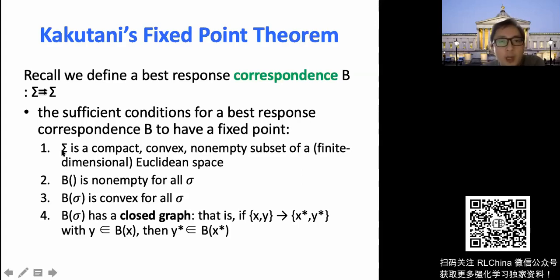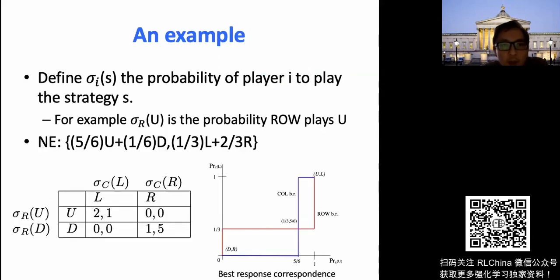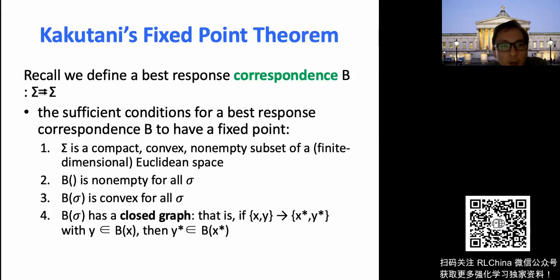So what we really want is that we need to check this set, the mixed action set sigma, and also this best response function. If they follow those four conditions, then this mapping has a fixed point. Therefore, it proves the existence of a Nash equilibrium. So that's the logic behind it. Let's go through each of the conditions. Before that, what do we mean by this mixed strategy set?